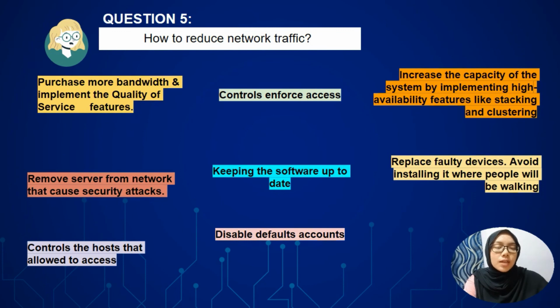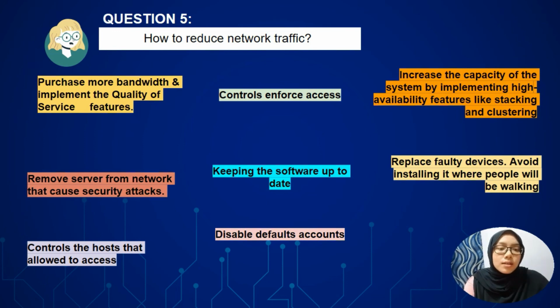Now we move to the last question, which is how to reduce the network traffic. There are some suggestions that can be applied to reduce the network congestion. First, we can purchase more bandwidth and implement quality of service features. And then we can remove servers from the network that cause security attacks. We also can control the hosts that are allowed to access. This will prevent security attacks, and we can filter the cookies.